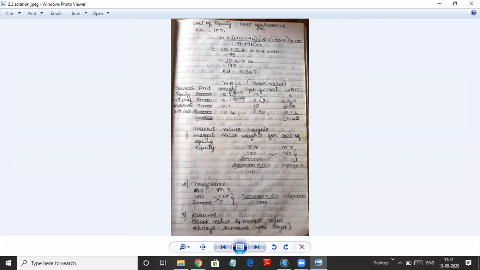When you multiply the weightage with the specific cost, you get the weighted average cost. So when you add it, it's 10.48%. Again, if your decimals differ here, this answer will differ.